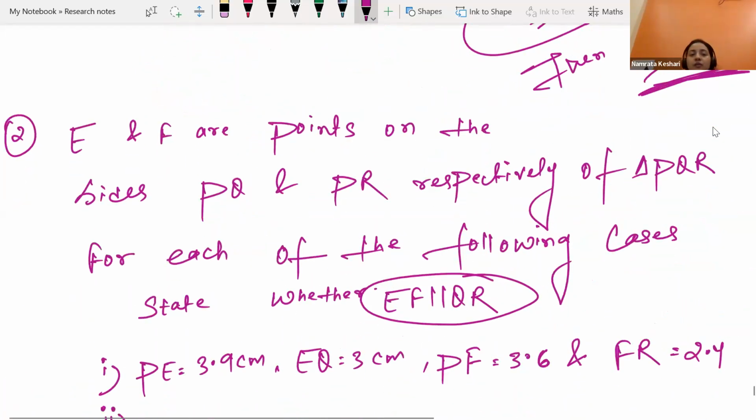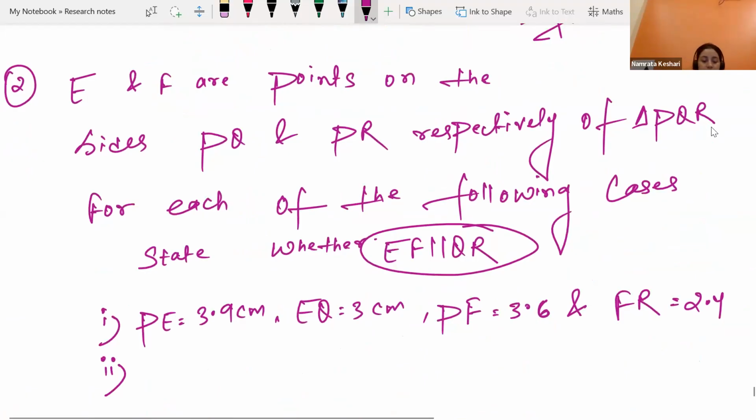So here in this question, let me draw the triangle first. Then only it will make sense to you.